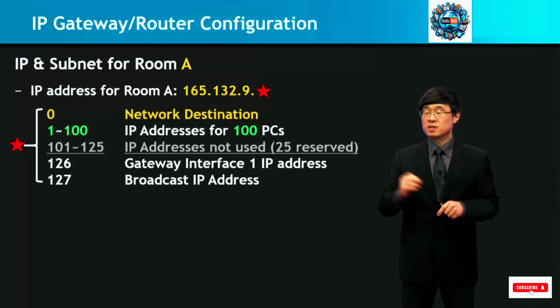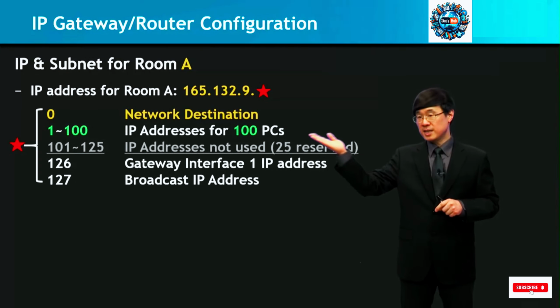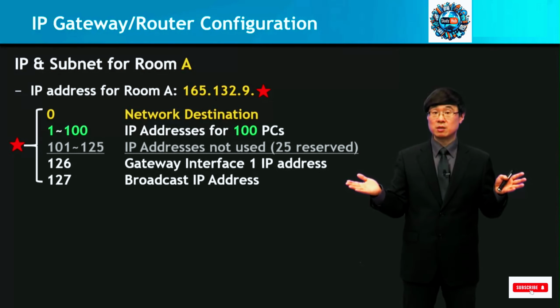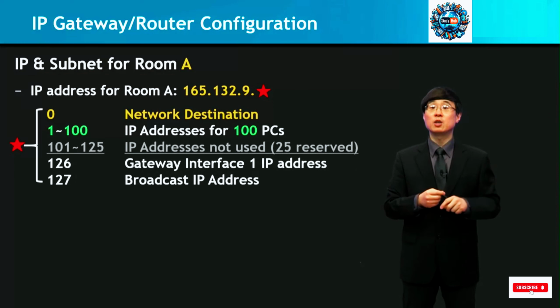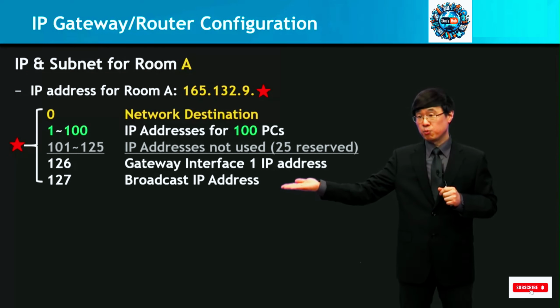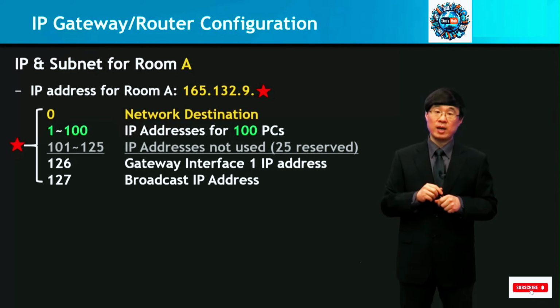The 0, which is the lowest number among the range of numbers I have, will be used as the network destination. Then, I had 100 computers from 1 to 100, so I'm going to use 100 IP addresses, 1 for each PC. And then, I'm going to go to the bottom right here, the broadcast IP. I'm going to use the highest number and assign that to the broadcast IP address. And then the second highest one will be used as the gateway interface number 1 IP address.